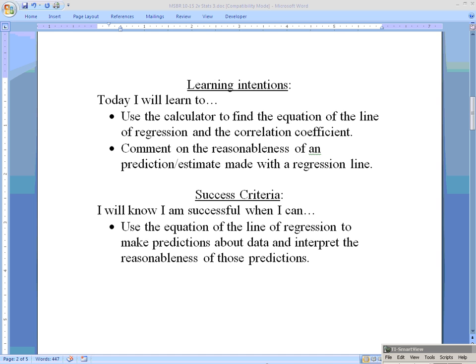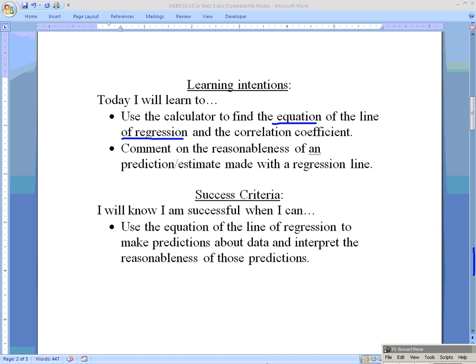Today's lesson is going to reinforce what we went through last class regarding correlation coefficient and the line of regression. We'll refresh how to do that on a calculator, as well as going into a little bit more information on those topics.